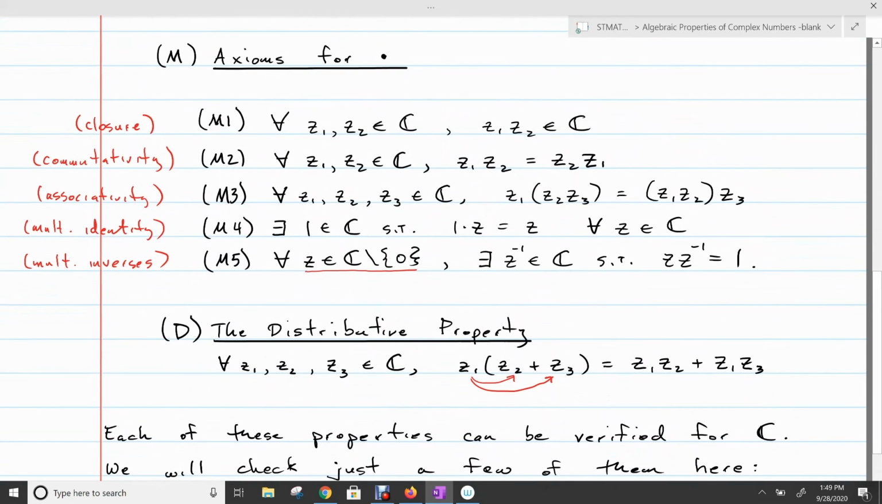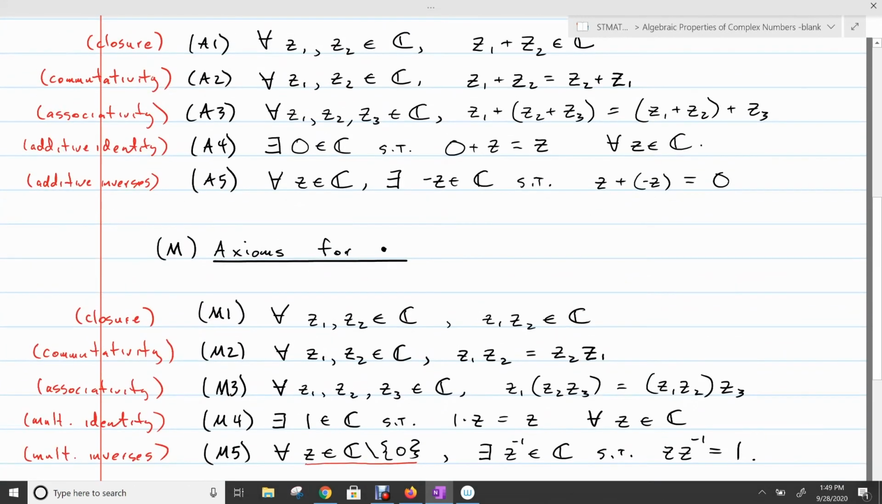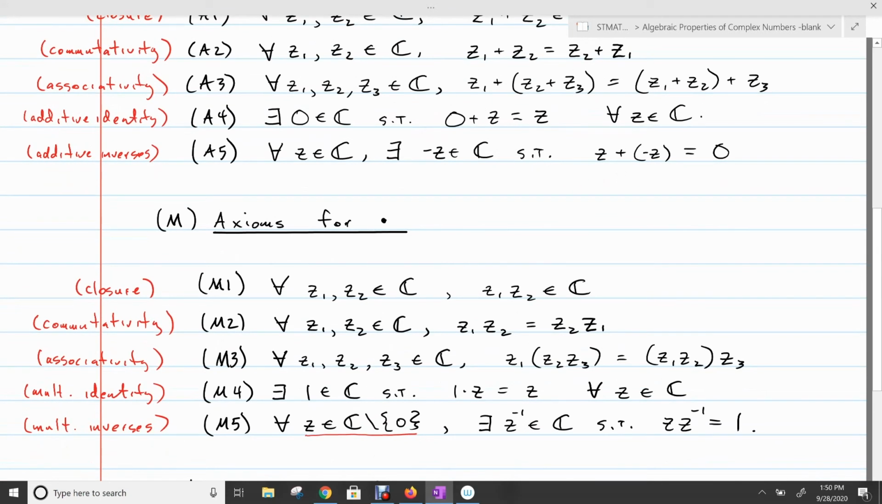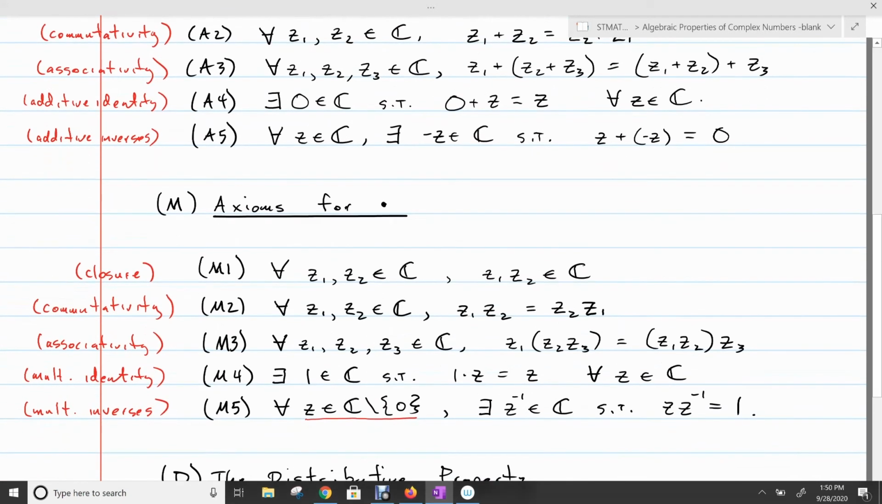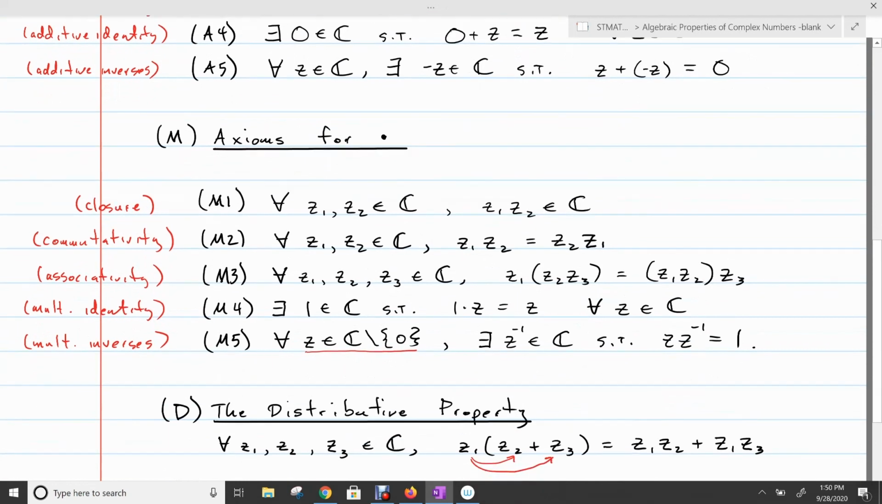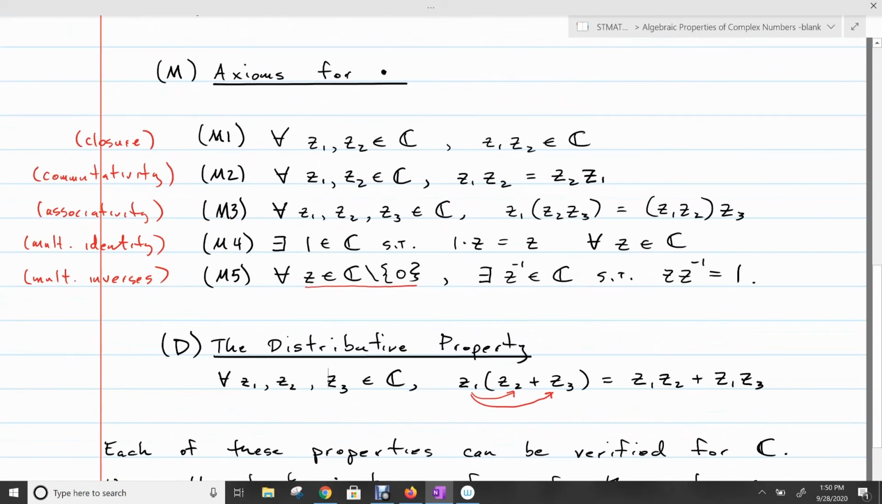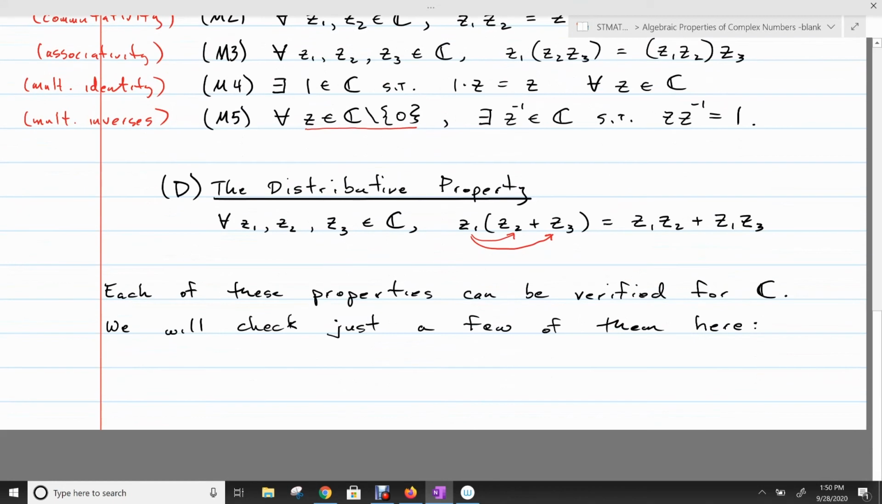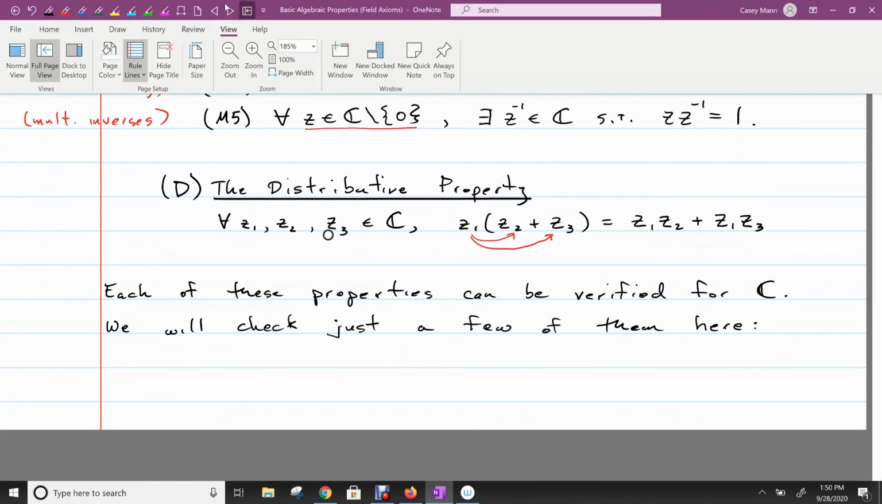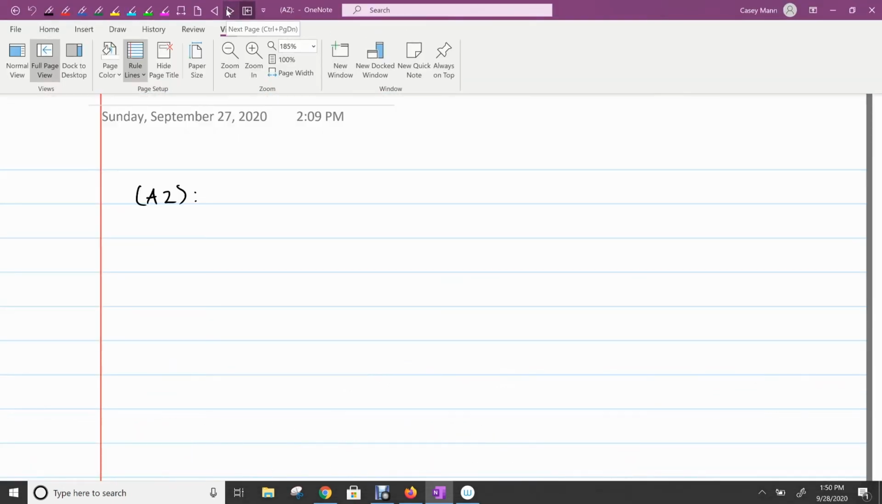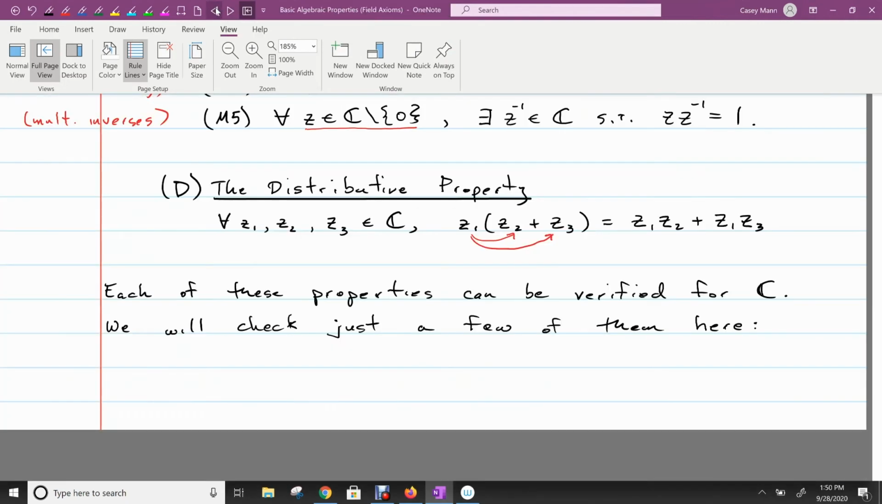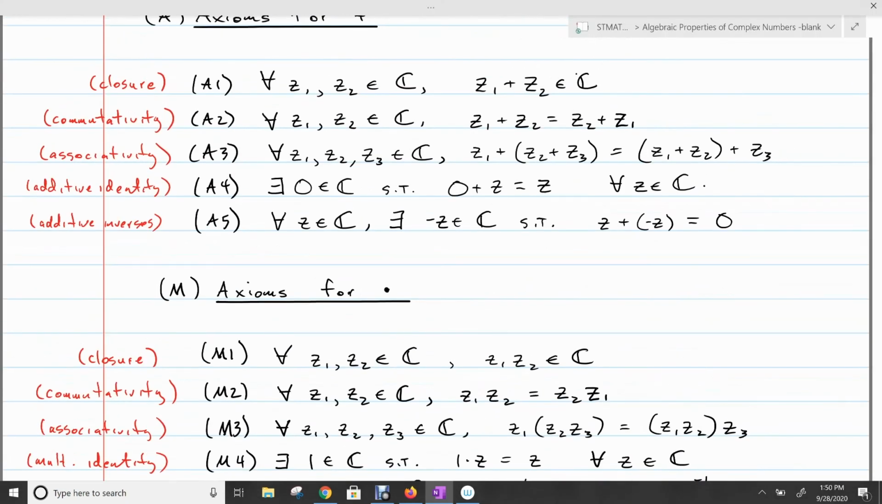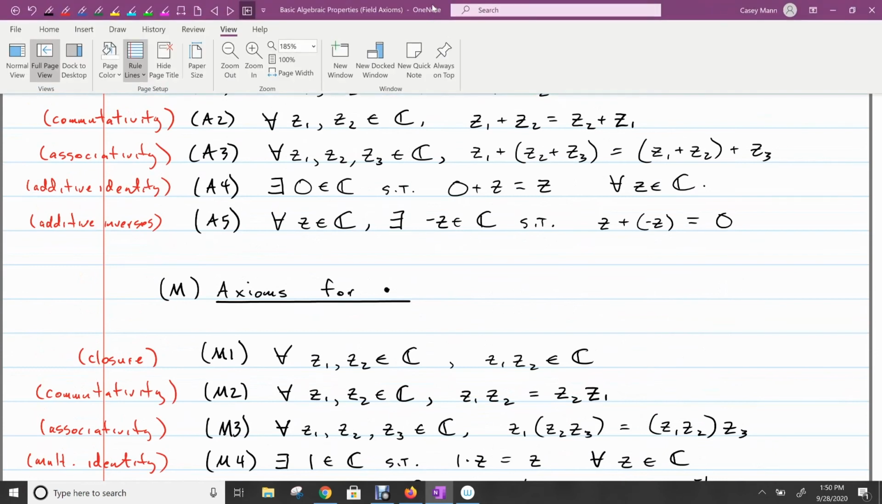Now, each one of these properties, they're all easily verified because it's just going to come from our definition of addition and our definition of multiplication. You can easily check any one of them. We're not going to go through and check all of them, but I think we should go through and check a few of them just to get a sense of how these things are verified. And then I think maybe for exercises or homework, you can do some of these. So let's check A2. So A2, that was the property that addition is commutative. So we could check that pretty quickly.